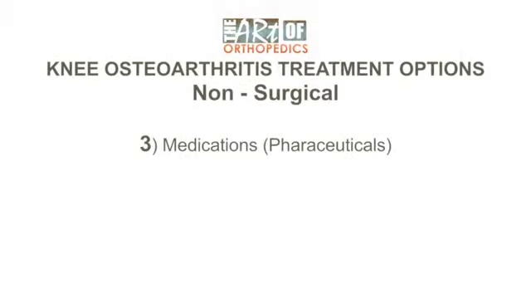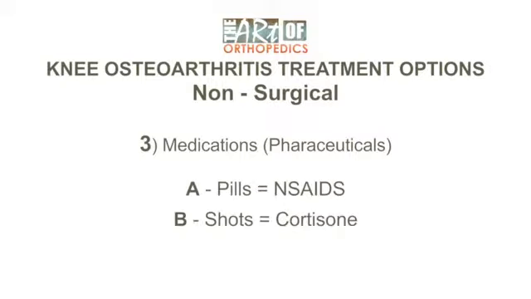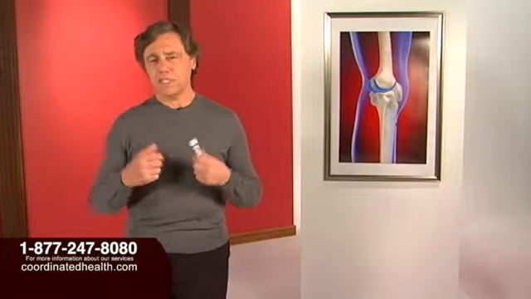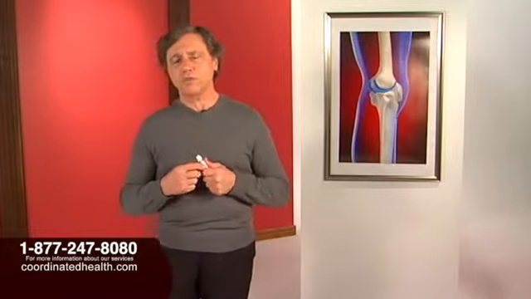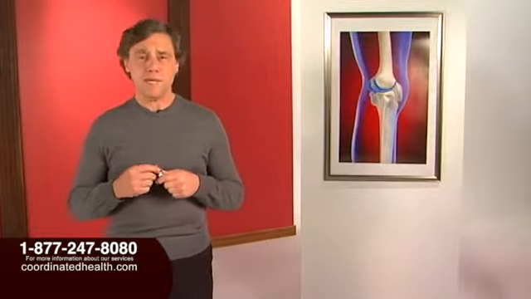The third category is that of pharmaceuticals. These are medications. Once again, they come in 2 flavors, either pills or shots. The most common form of pill is that of a non-steroidal anti-inflammatory drug. A very common example is Motrin or an ibuprofen. These medications, once again, are used to control both swelling and pain.